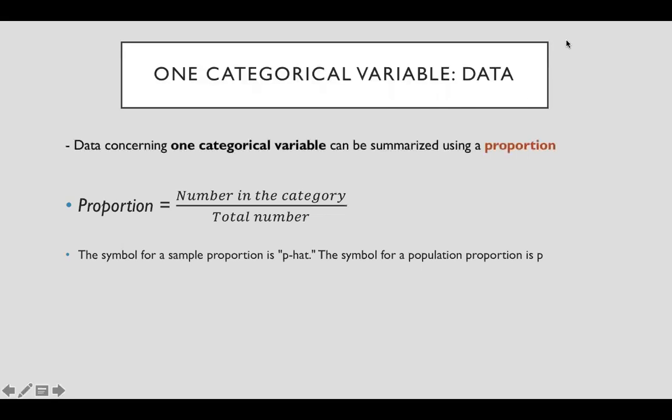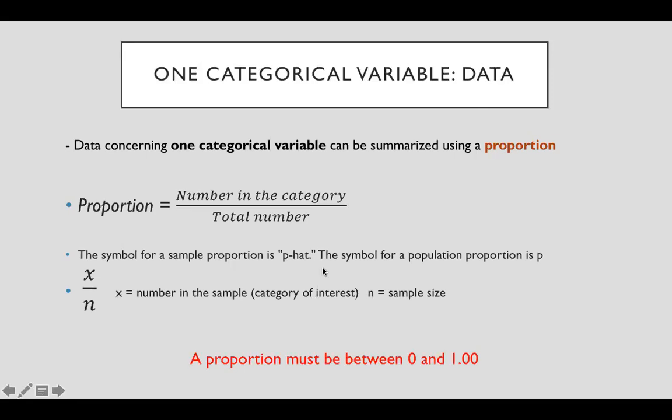The symbol for proportion is p hat, and the symbol for your population proportion is lowercase p. The way you calculate the proportion in terms of the sample is x over n. So it's the number in your sample divided by the total sample size. And just remember, a proportion must be between 0 and 1.0.